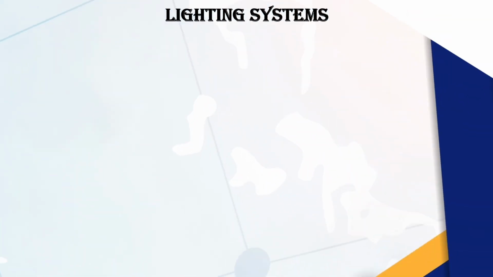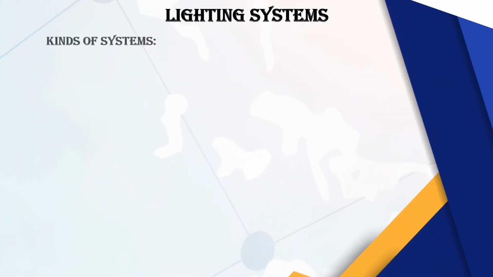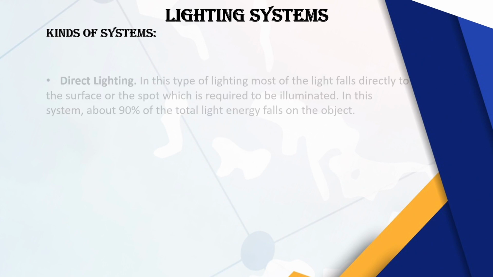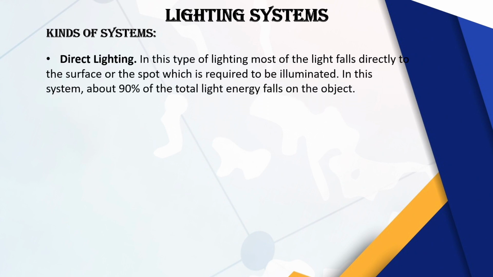And now, let's proceed to the kinds of systems. Direct lighting. In this type of lighting, most of the light falls directly to the surface or the spot which is required to be illuminated. In this system, about 90% of the total light energy falls on the object.